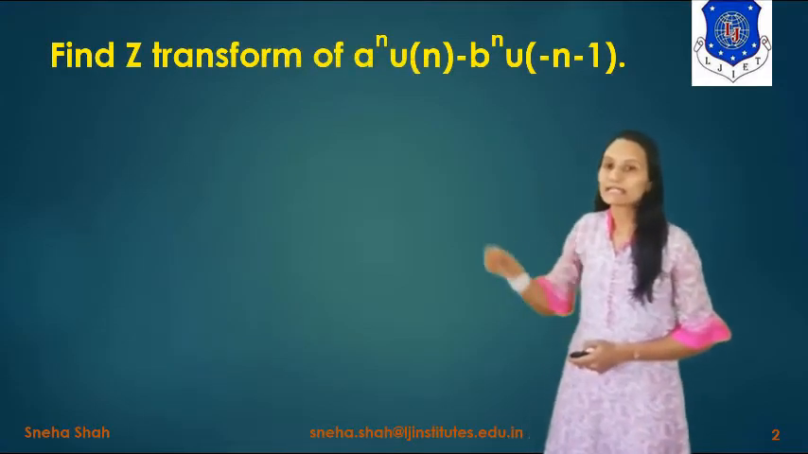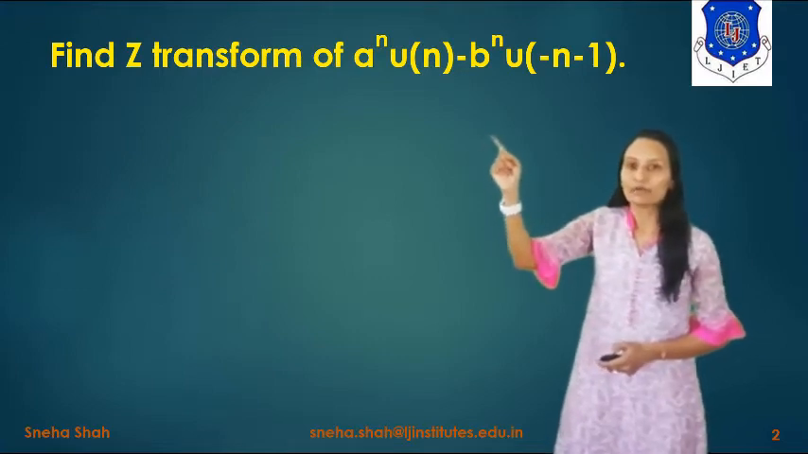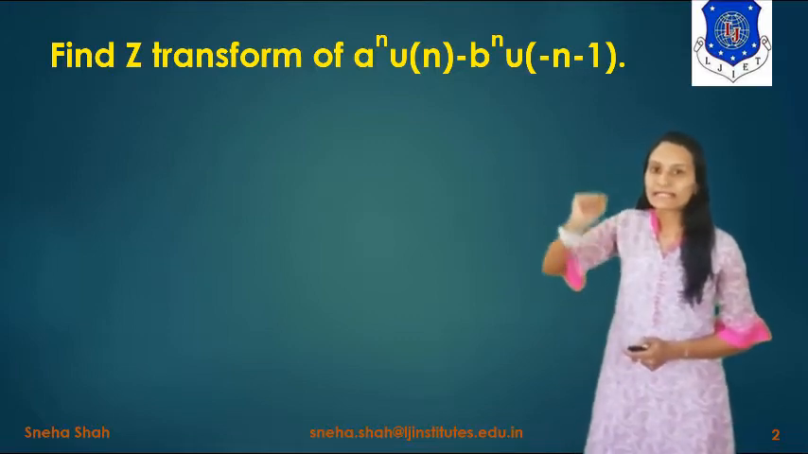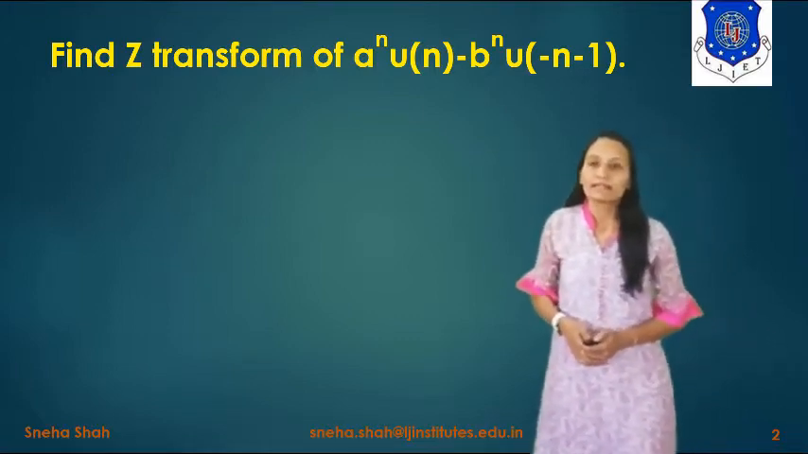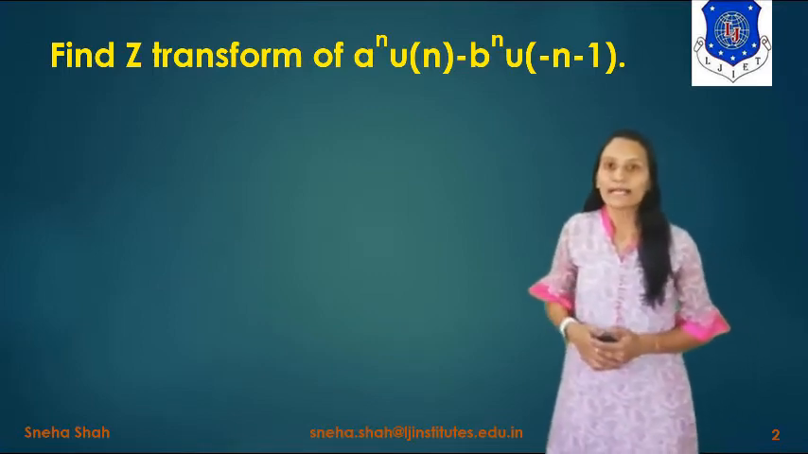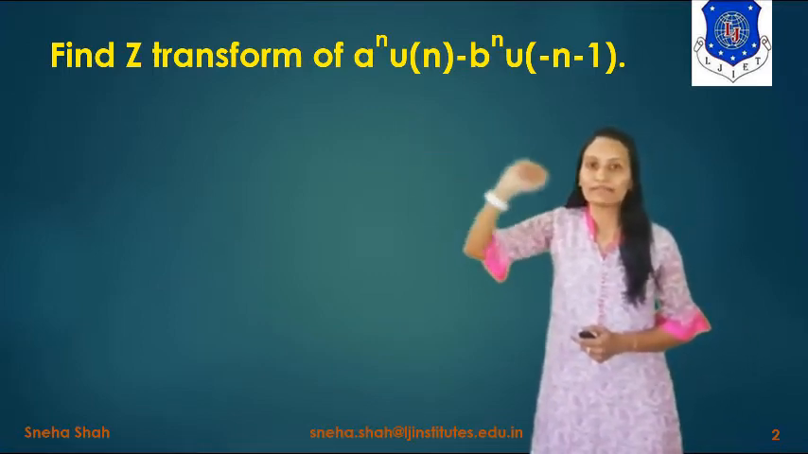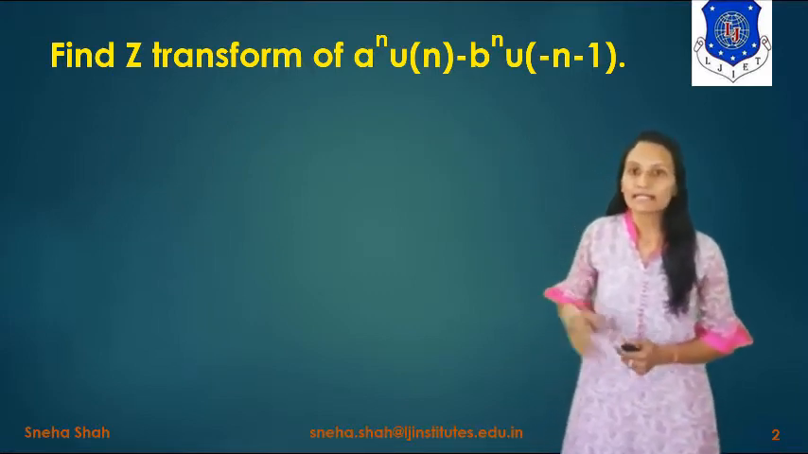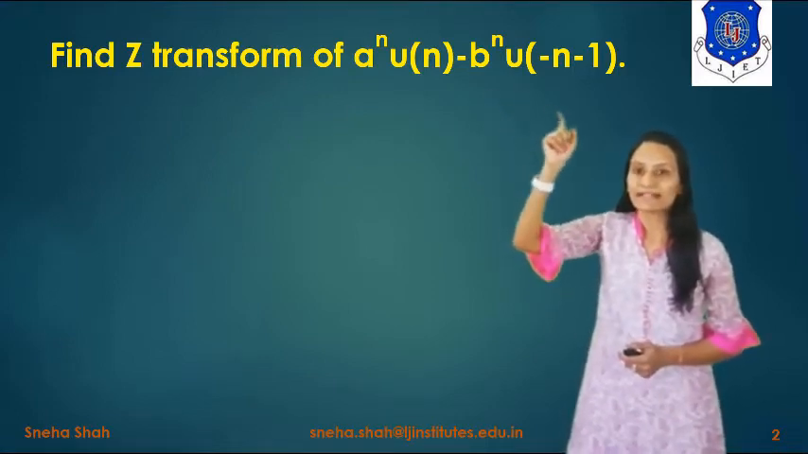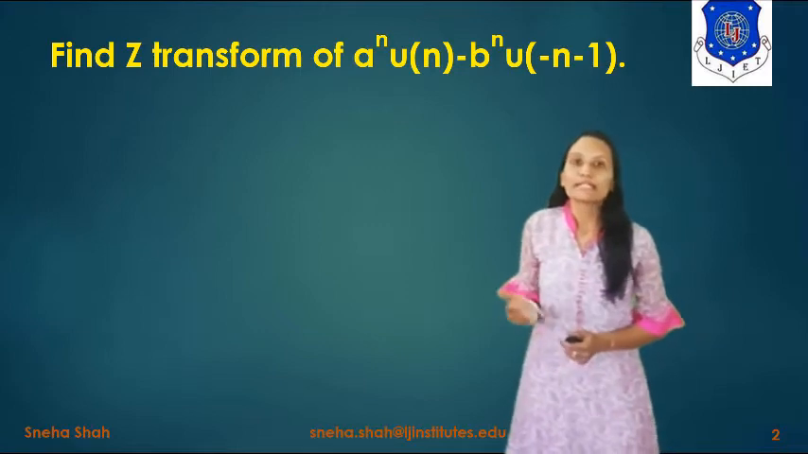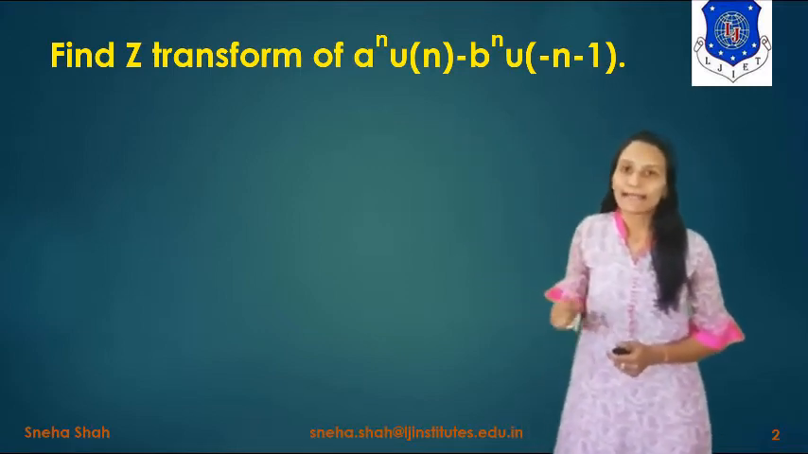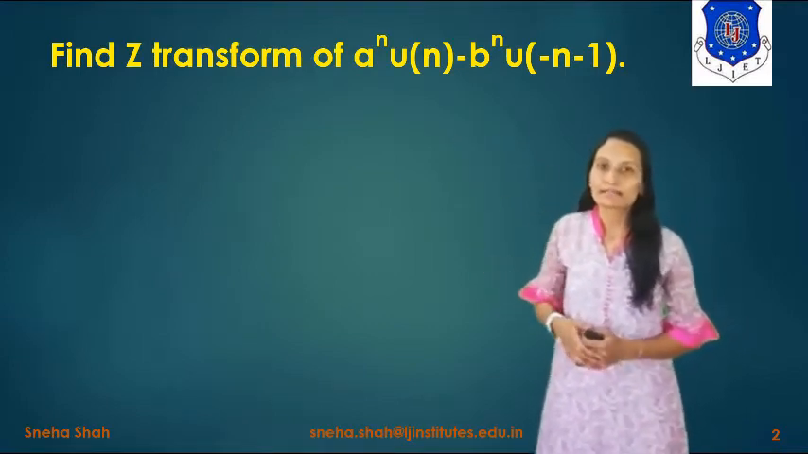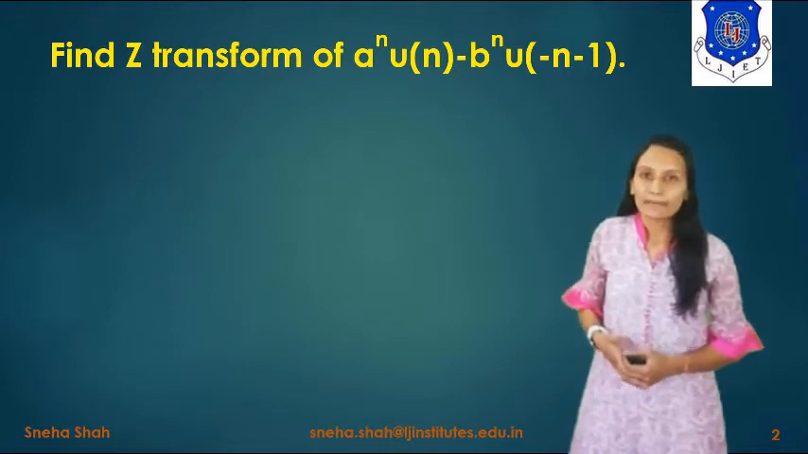So the first example is: find the Z transform of a raised to n u of n minus b raised to n u of minus n minus 1. Suppose this kind of example is given to you, then how will you solve it? As you know, from the standard signal a raised to n u of n, we know the Z transform of this, and similarly we know the Z transform of minus b raised to n u of minus n minus 1. So we'll take the Z transform of both directly, and then from that we'll find the final answer of the Z transform of this term along with its final combined ROC.